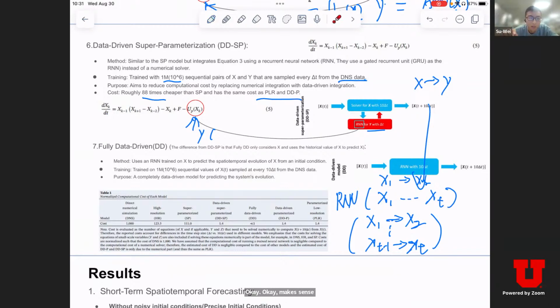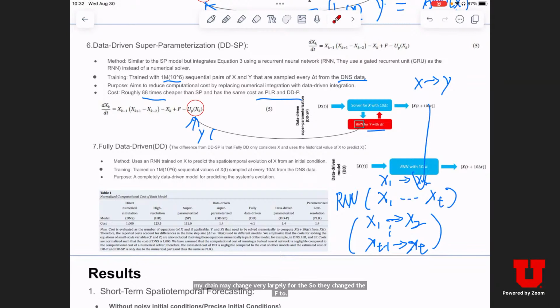Any question? How do they represent the first term? Is F a constant or an equation? F is equal to 20 for the training and evaluation, so they put it as a constant. We will talk about it later, because the paper will change F, since F is the chaos term or the forcing term. In atmosphere models, the initial condition might change the result very largely, so they changed F to experiment with other chaotic regimes. We will talk about this later.